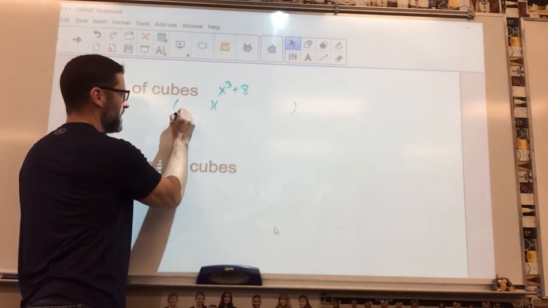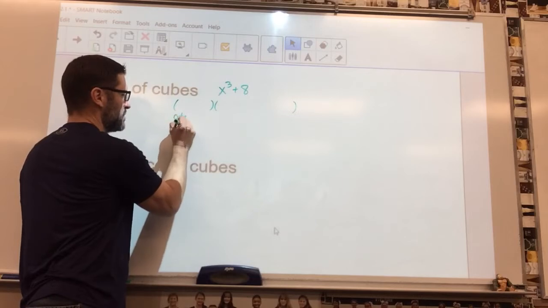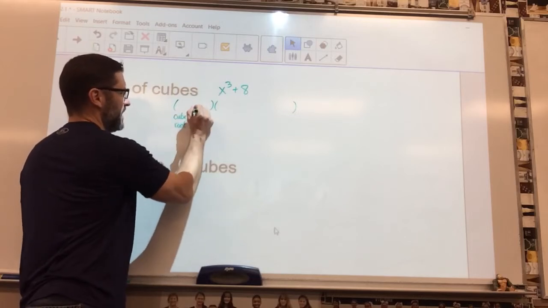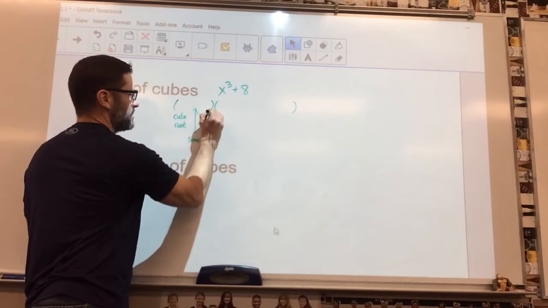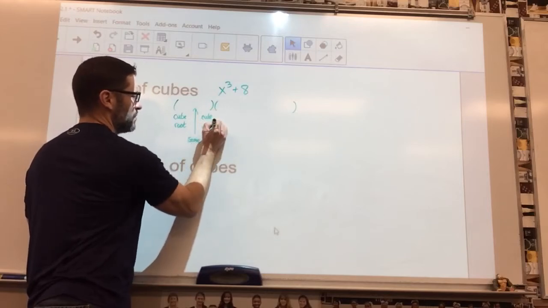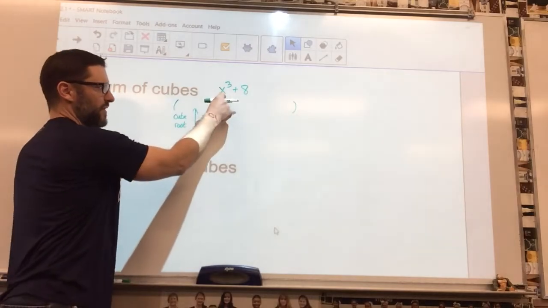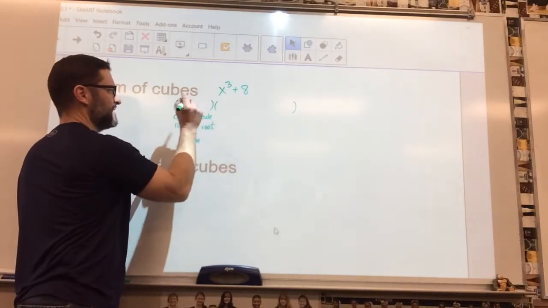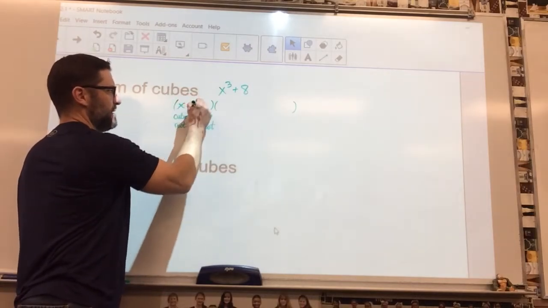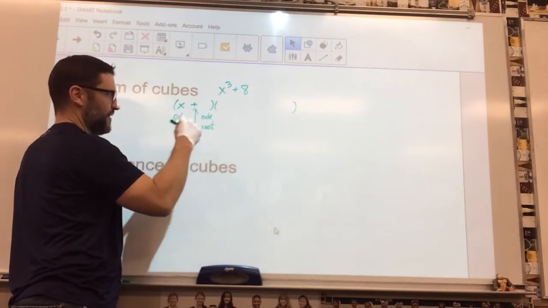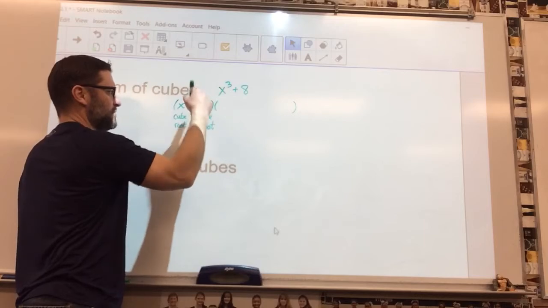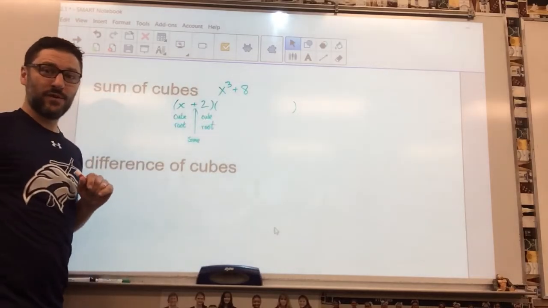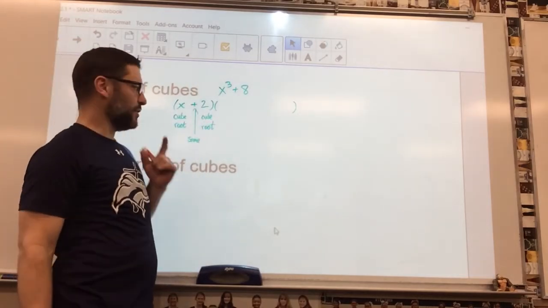And this value right here is a cube root. The sign right here is the same. And then this value right here is going to be a cube root. So the cube root of x cubed is x. The sign is the same. And then the cube root of 8 is 2. X times x times x is x cubed. 2 times 2 times 2 is 8. That's the first parentheses. Cube root, same sign, cube root.